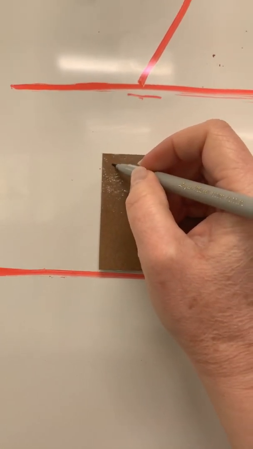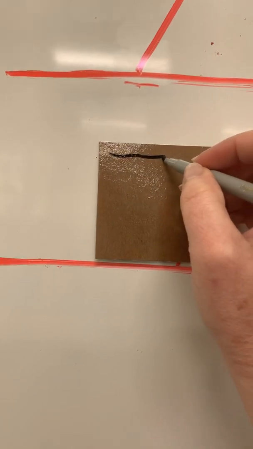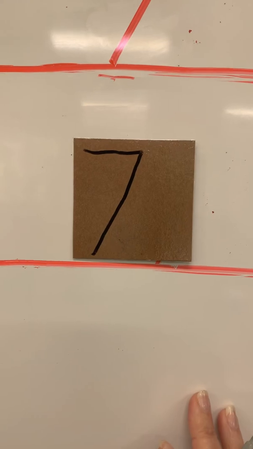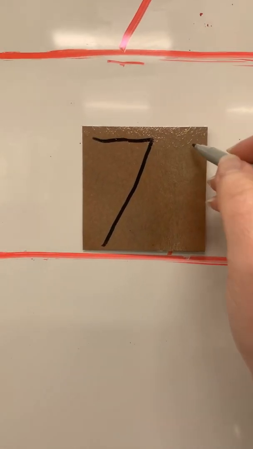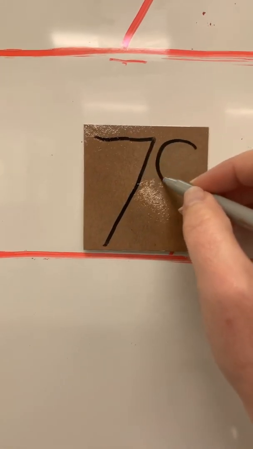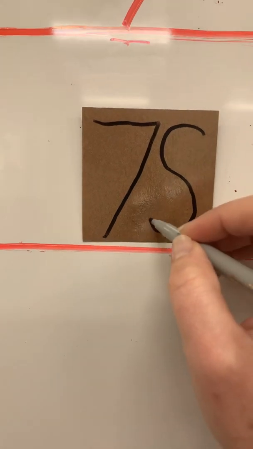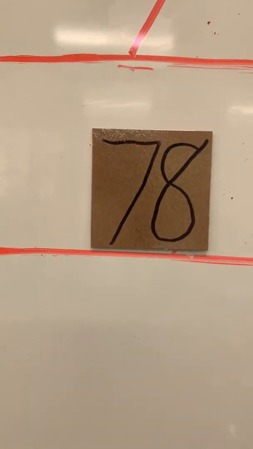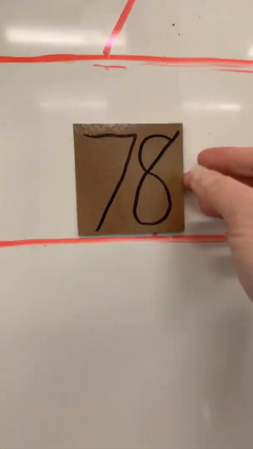We know 70, slide right, slant left. How about 8? That's right. Make an S, but do not wait. Climb back up and blast off. There it is. I hope your 78 looks really wonderful.